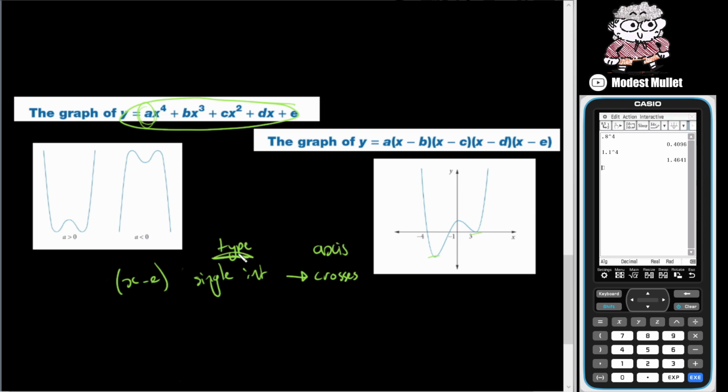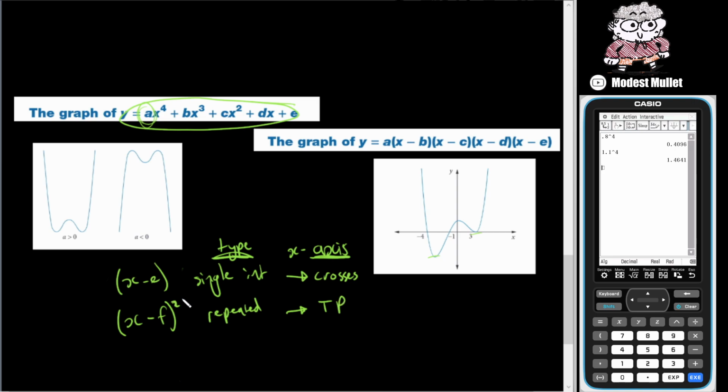Okay, so we have a type of factor, and then what happens at the x-axis? Well, if it's a single intercept, then it crosses, same as quadratics and cubics. If we have a repeated factor, then in that case it is a turning point.